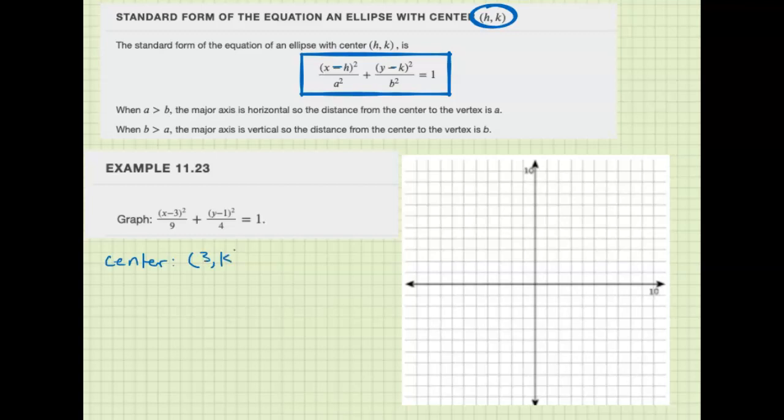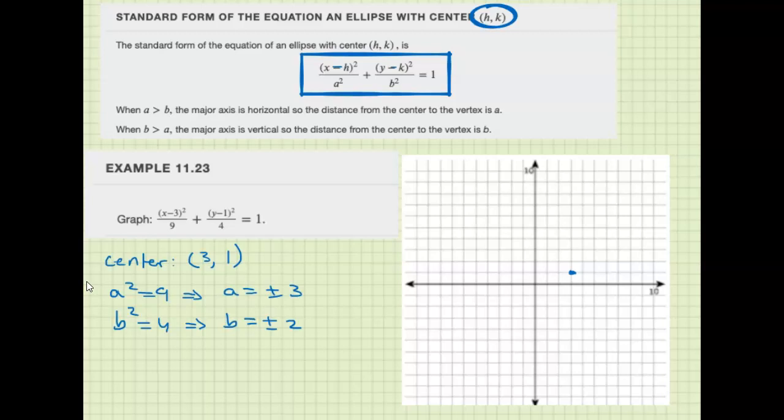Why did I write k? k is 1. Alright, so those are the x and y values of the center. a squared equals 9, which means a is plus or minus 3. And b squared is 4, which means b is plus or minus 2. Right, so we're going to graph the center at 3, 1, right here.